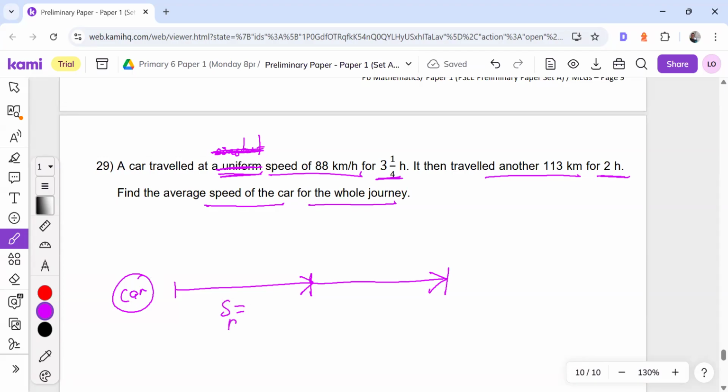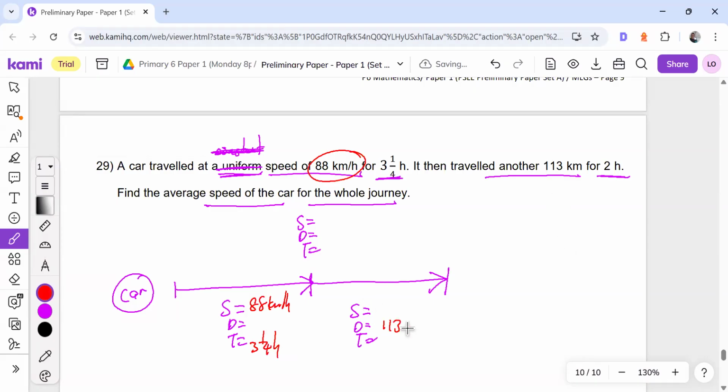So you have one family, the first family, the second family, and the third family, the boss family, right? This should be familiar to you. Then after that, plug the numbers and put in the right place. Don't put wrongly. So this is here, and 3 and 1/4 hours is here. It then traveled another 113 kilometers for 2 hours. So what's the average speed for the whole journey?